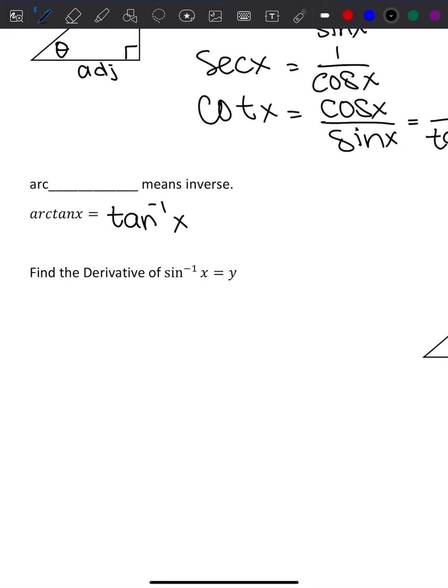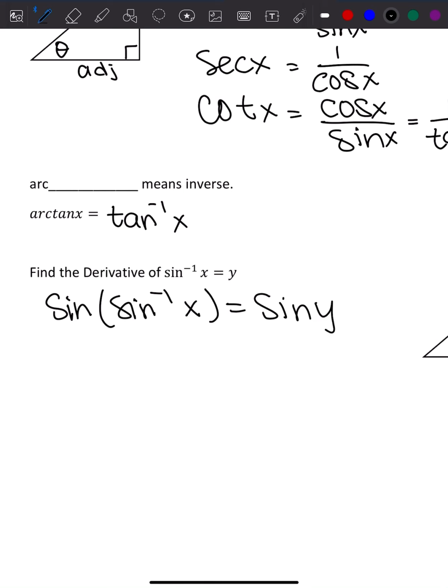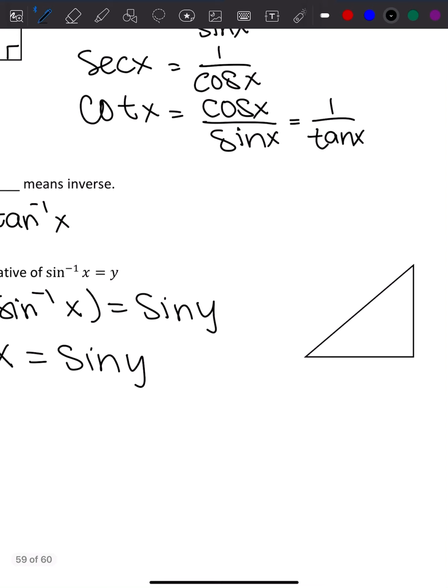In order to get rid of an inverse trig function, I need to take the opposite version of whatever it is. So I have sine inverse here, so I need to take the sine of both sides. In doing so, what we have is something that looks like this. Sine of sine inverse goes away, so we just get x is equal to sine of y. This is kind of a big thing because y is now our angle.